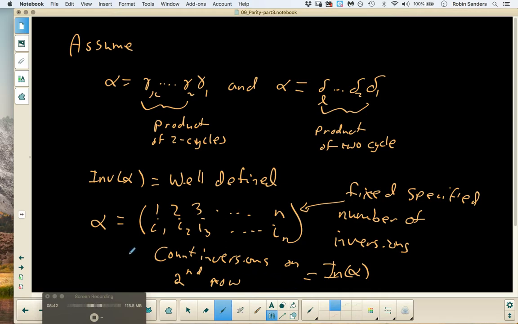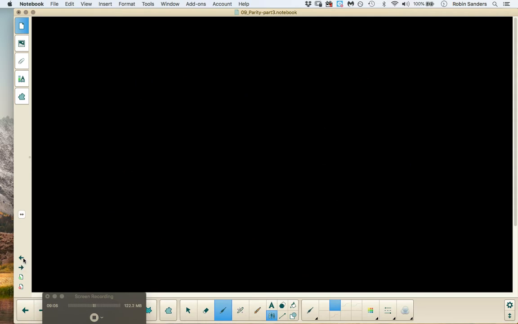Well, that means the parity of alpha is well defined. And that's going to be critically important when we come back up to looking at this particular product. So let's go to the next page. And we're going to rewrite that alpha is equal to gamma 1 followed by gamma 2 all the way up to gamma k. But it's also equal to delta 1, delta 2 all the way up to delta L.